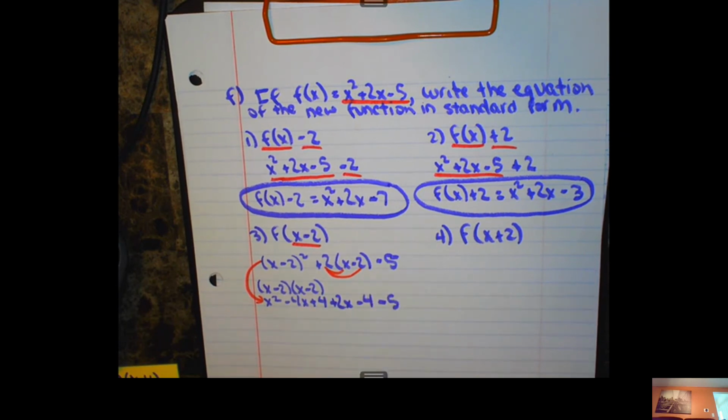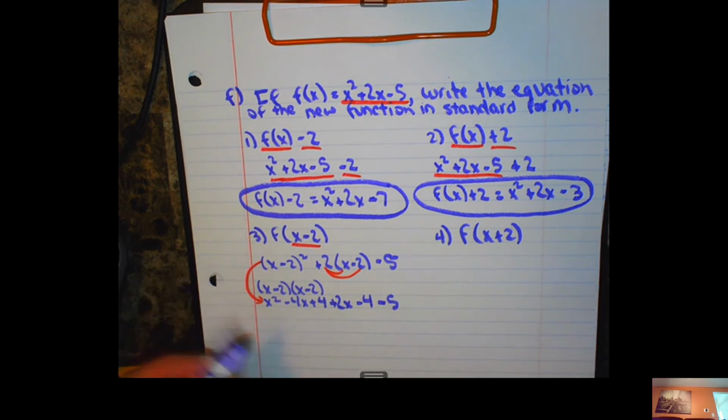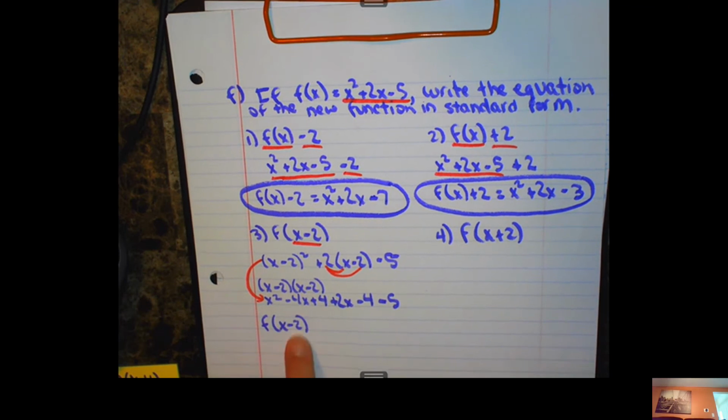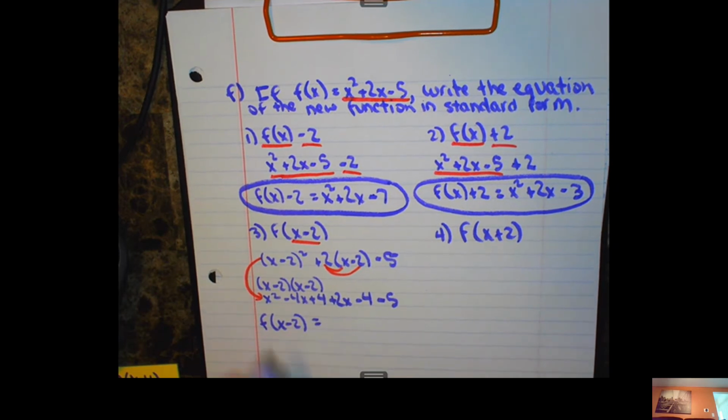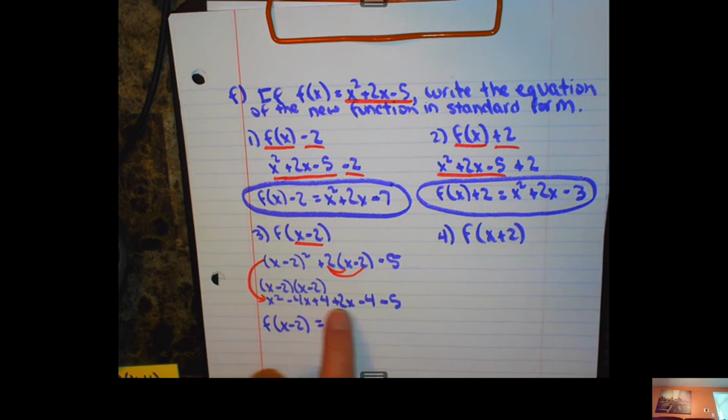Almost done. The last step is to combine like terms. So let me bring down the original name of the function, so f of x minus 2. By the way, this means we shifted 2 units to the right. Our new equation, let's see, we have an x squared. I can combine my negative 4 plus 2. That becomes minus 2, so minus 2x. I can combine my constants. We have 4 minus 4, that's 0. Minus 5 is minus 5. So there's our new equation.